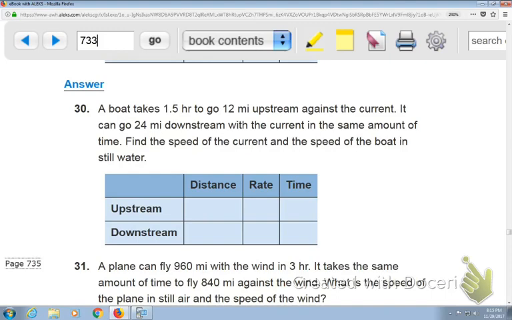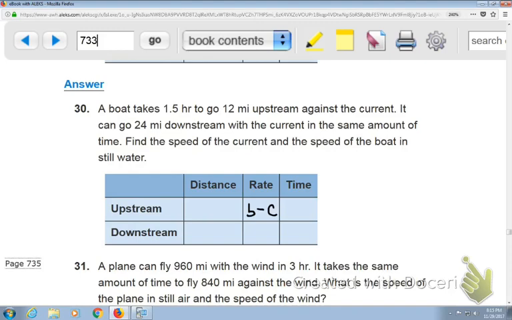So what are the two things they're asking for? The current and the speed of the boat. Yes. As you go upstream, how are those two related to each other? The speed of the boat based on its engine alone and the speed of the current. How would you make numbers smaller? Yes. So the rate is going to be B minus C.